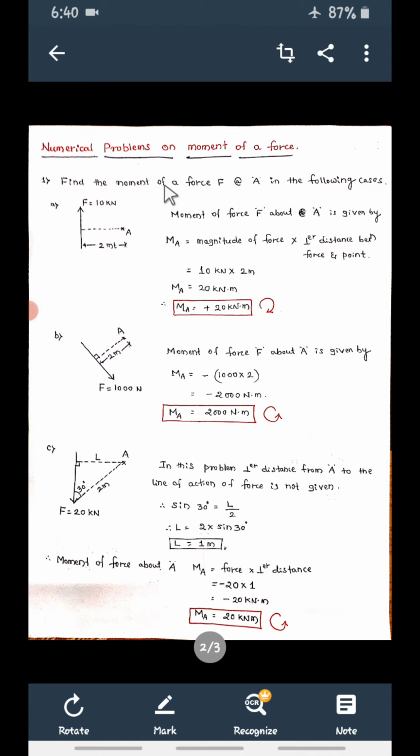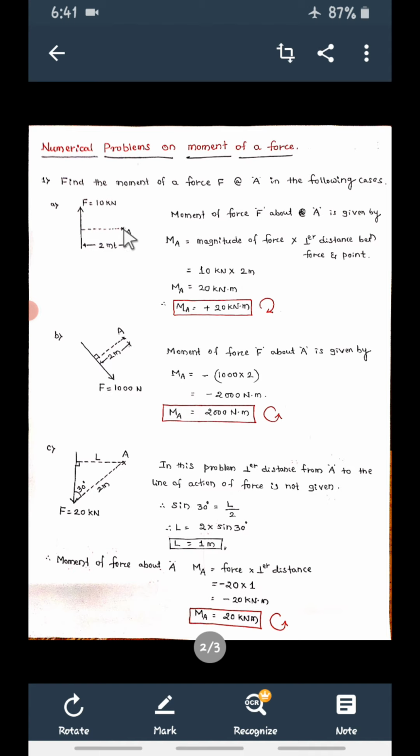Find the moment of a force F at A in the following cases. So there are three different cases. In each case you have to find out the moment of the force. It is given as 10 kilonewton. This is the force, and you have to find the moment of this force about point A. So first, the moment of this force about A is given by MA, where capital M is moment and A is the point about which the moment is taken.